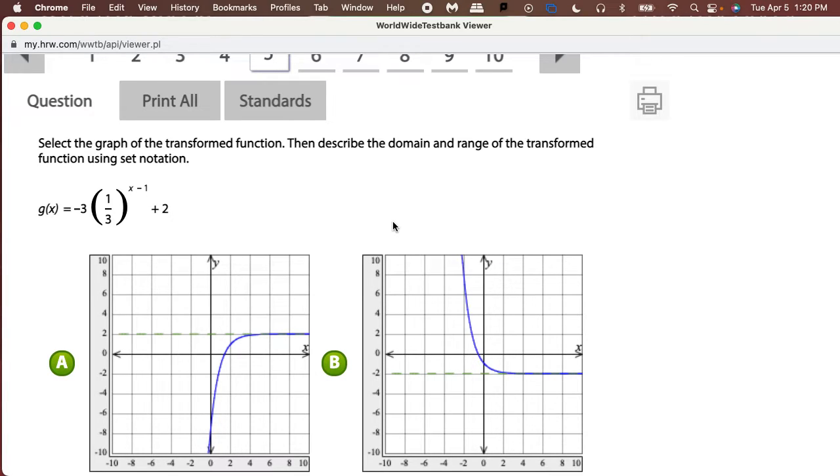So let's see what they want. Okay, notice here. See the asymptote of 2 and the negative out front. That means it's not zooming down, it's coming up towards the asymptote. So A might be it. B did not get reflected.